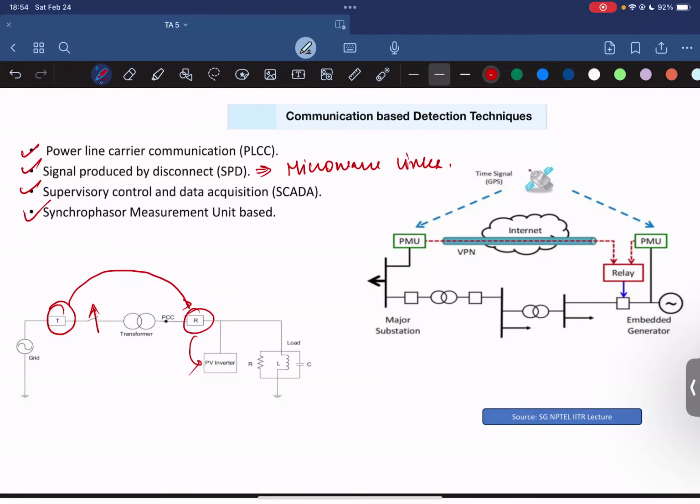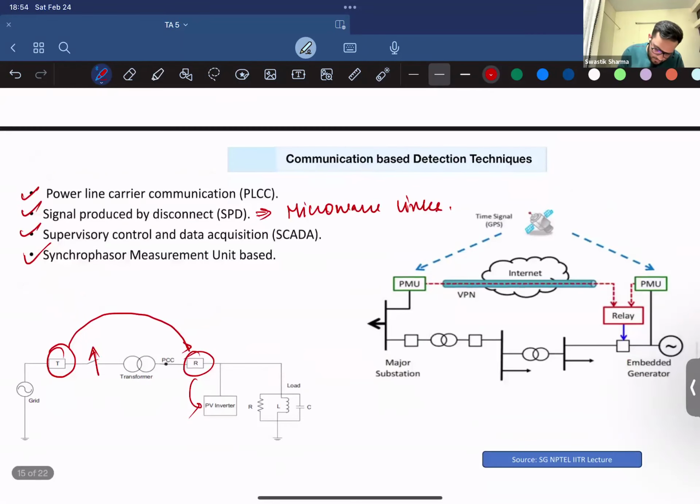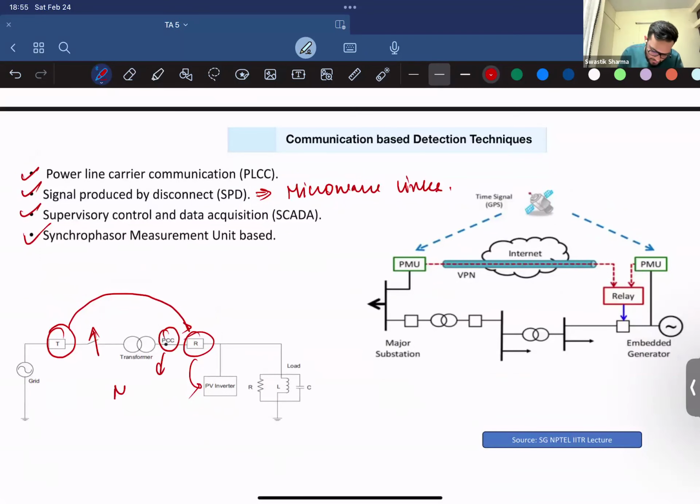Sir, what is PCC? It's the point of common coupling. I've repeated this term. It's the point at which your microgrid is connected to your traditional grid or your main grid. So it's called point of common coupling. At this point, multiple different microgrids are connected to your main grid because it's a huge system, right? So signal produced by disconnect works in the same way. It's just that it uses a different transmission interface.